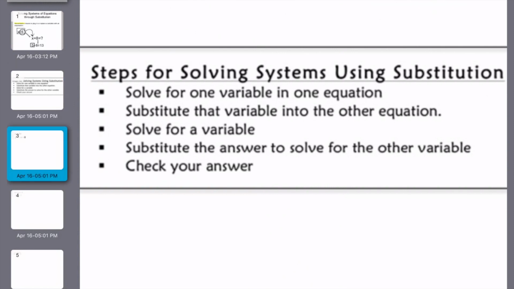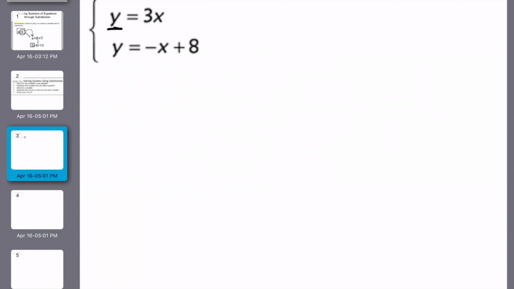Okay. So the first one, y equals 3x and y equals negative x plus 8. Now the really nice thing about this system of equations is that they've already solved for one of my variables. They solved for y in both of these cases. They're both saying that y is 3x and y is also negative x plus 8. So what I can do in order to make things a little bit easy is I can actually just set them equal to each other.